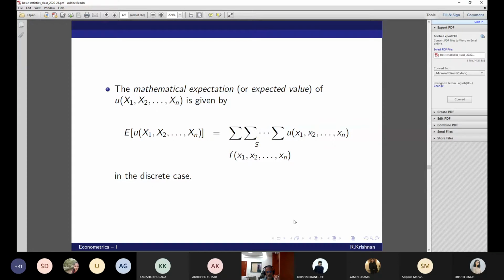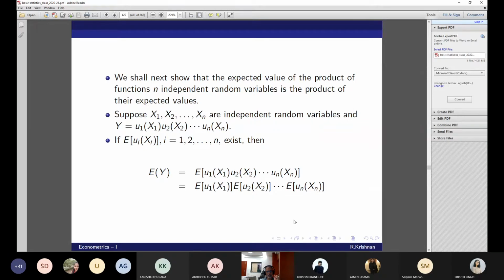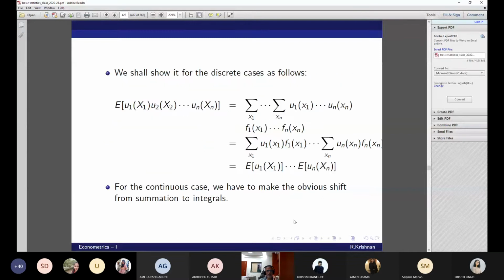It's a function of x2, x2 is given by this. We shall next show that the expected value of the product of functions of n independent random variables is the product of their expected values. Then the expected value of the product is equal to this. It can be written this way. We shall show it for the discrete case as follows.